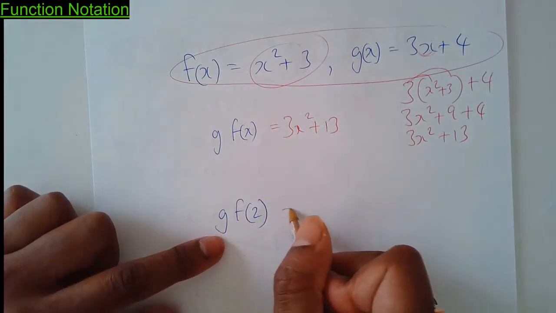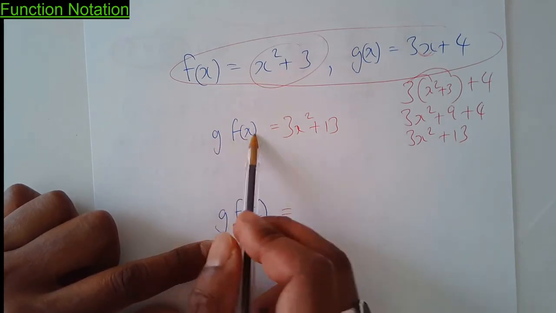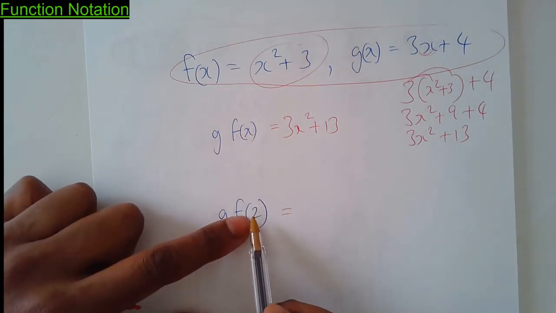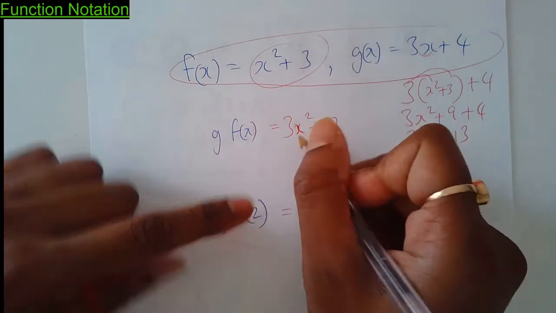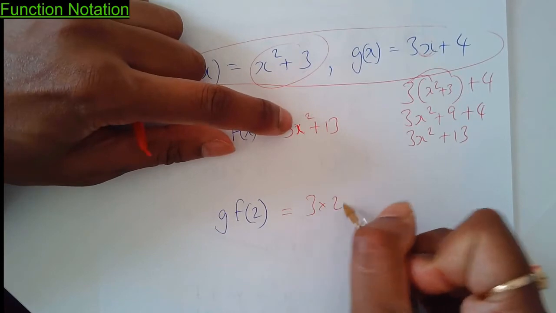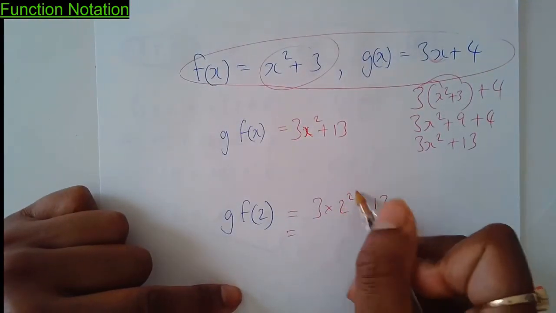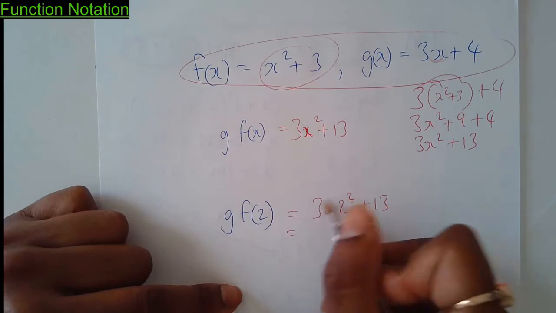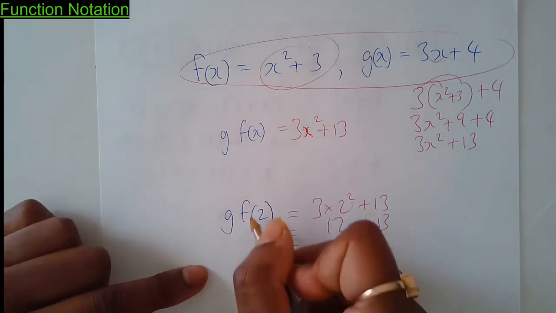Right, for this one, this is almost the same as that, gf of x, except that you replace the x with 2. So you can put the 2 in here. That's 3 times 2 squared plus 13. 2 squared is 4. 4 times 3 is 12. 12 add 13 is 25. That is 25 there.